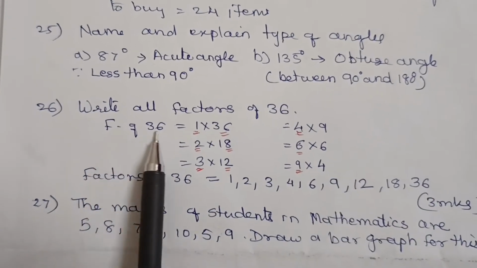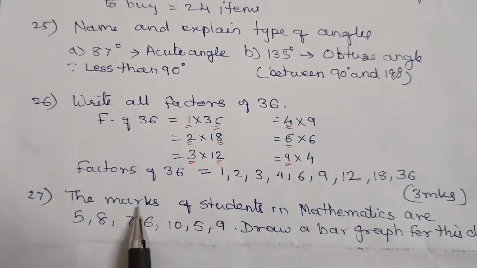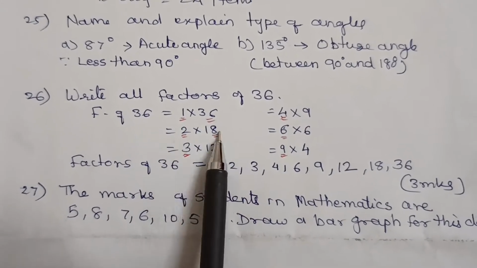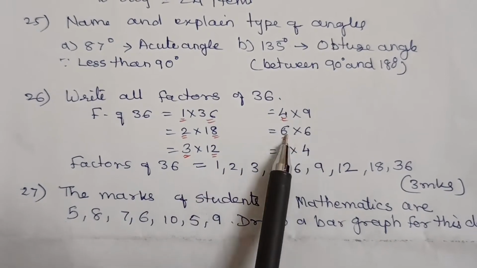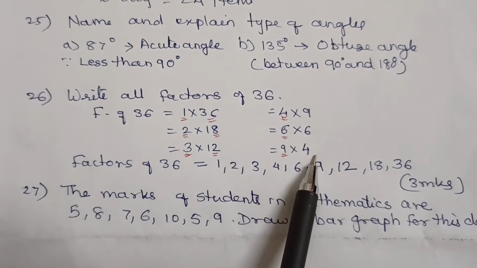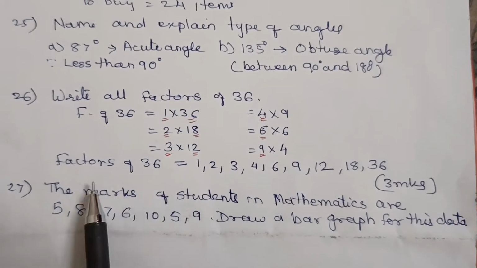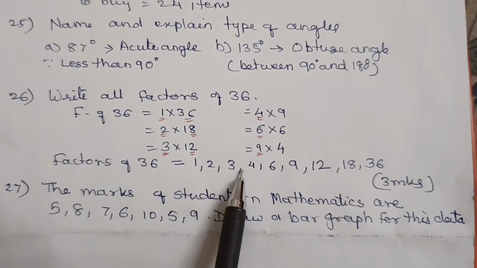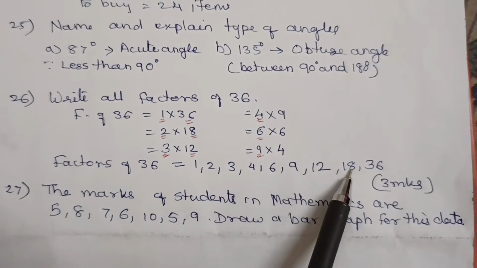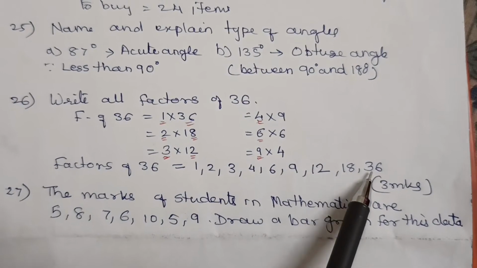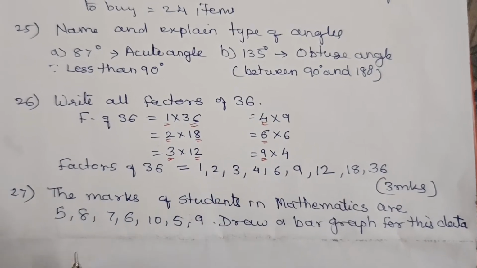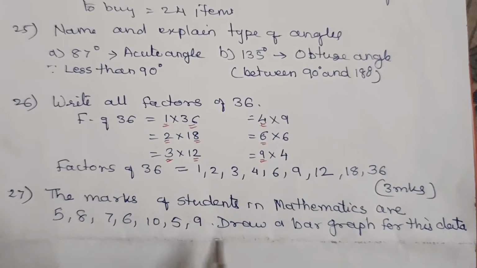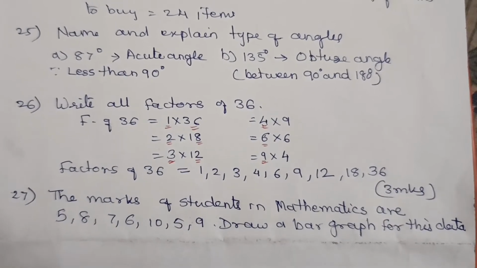Question number 26. Write all factors of 36. Factors of 36 are 1 into 36, 2 into 18, 3 into 12, 4 into 9, 6 into 6, 9 into 4. So here we have got the factors of 36 are 1, 2, 3, 4, 6, 9, 12, 18 and 36. From question number 27, there will be 3 marks for each question.